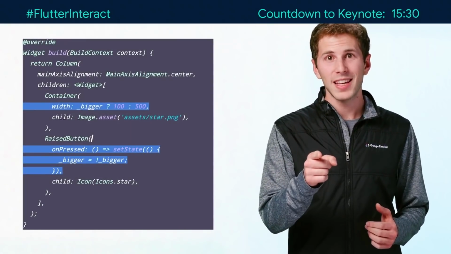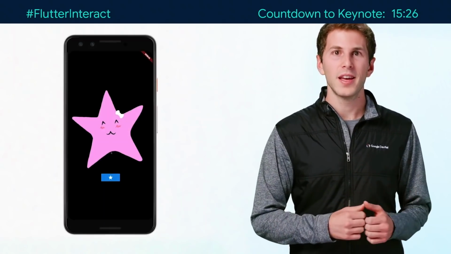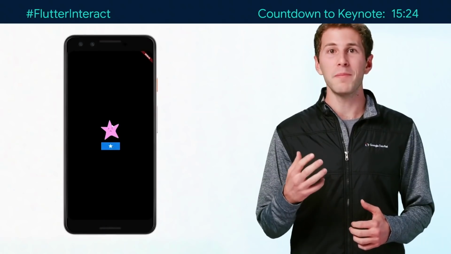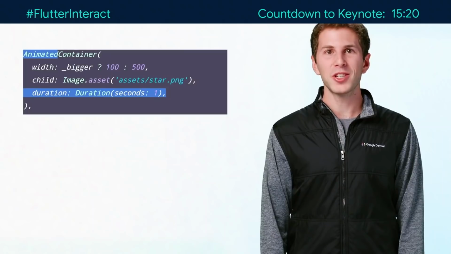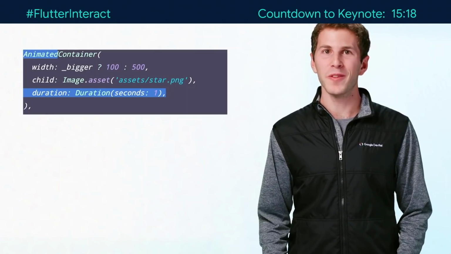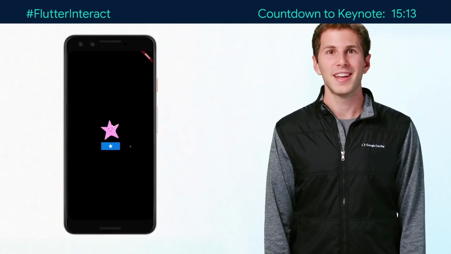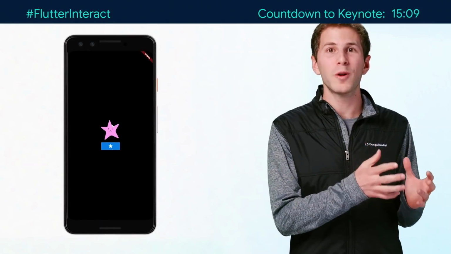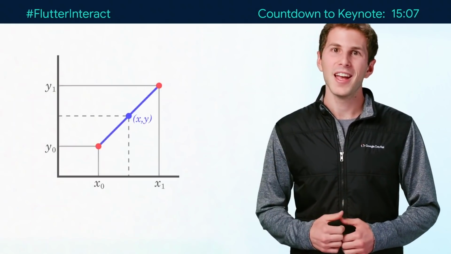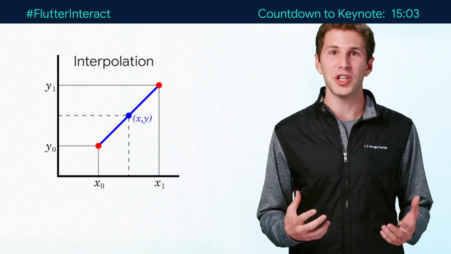When the button is pressed, setState is called and the container is rebuilt with a new value for width. You'll notice that the container changes its width immediately without any animation. We can add some animation to this app by swapping the Container widget with an AnimatedContainer widget and specifying an animation duration. Now, when the button is pressed, the container will gradually animate from the previous width value to the new value. The process of animating through the values between the old and the new is called interpolation.